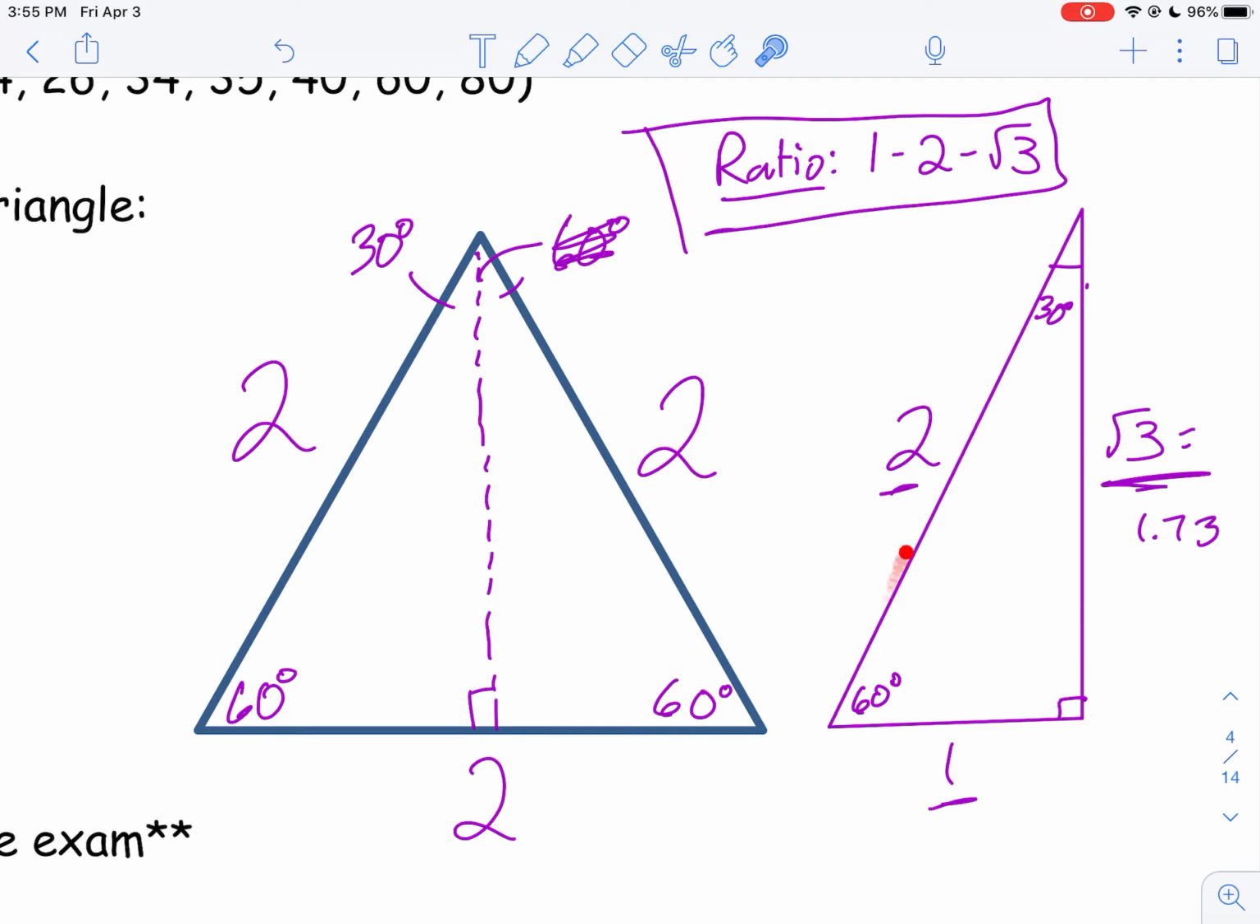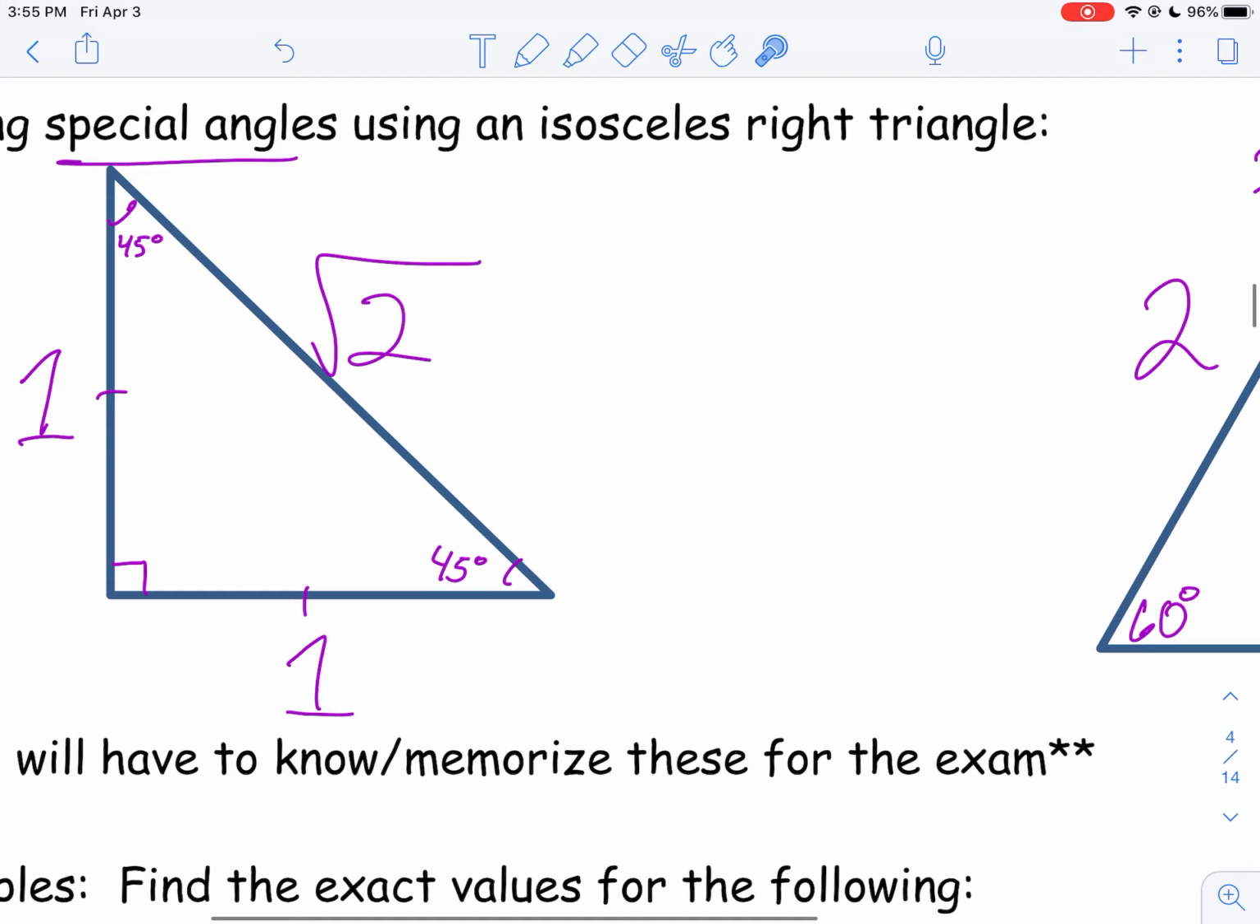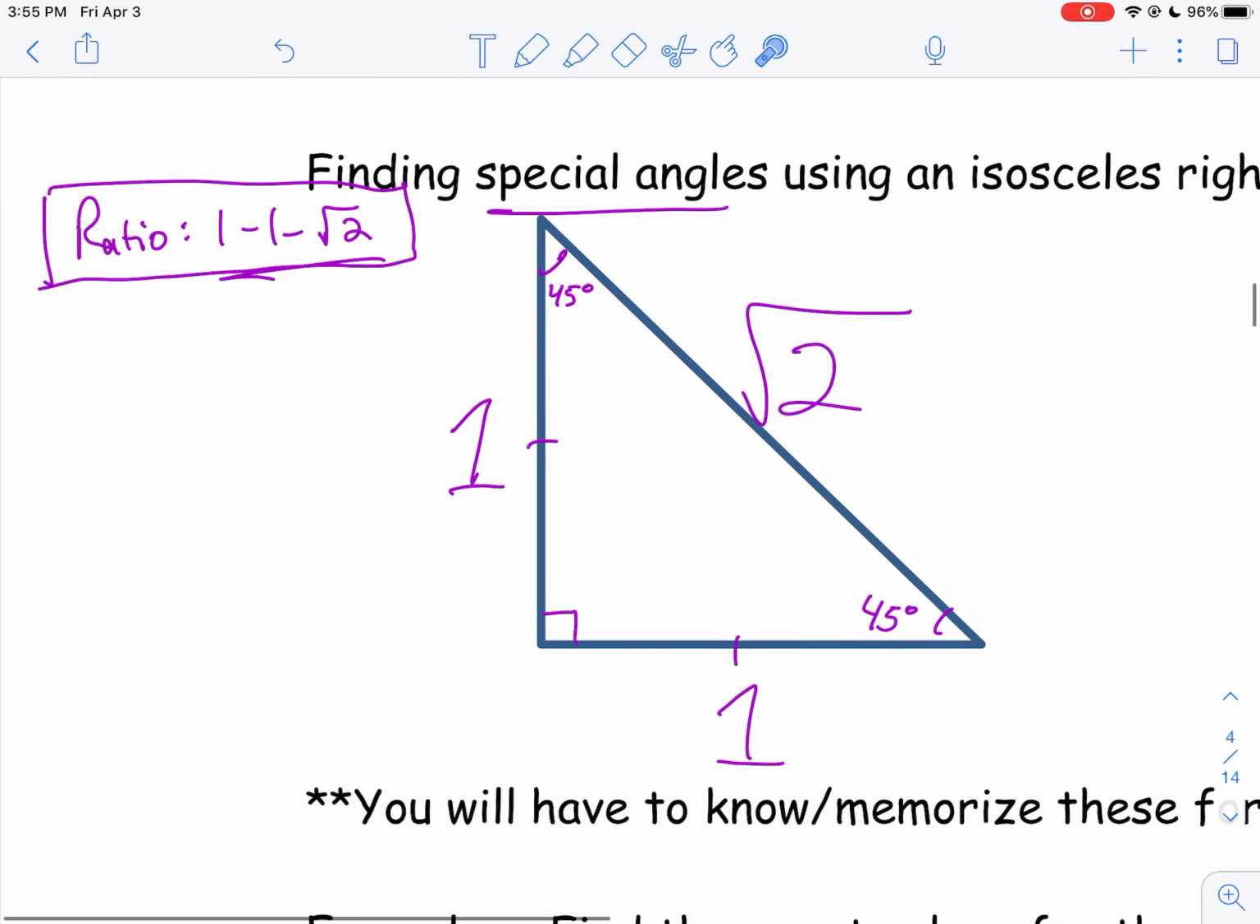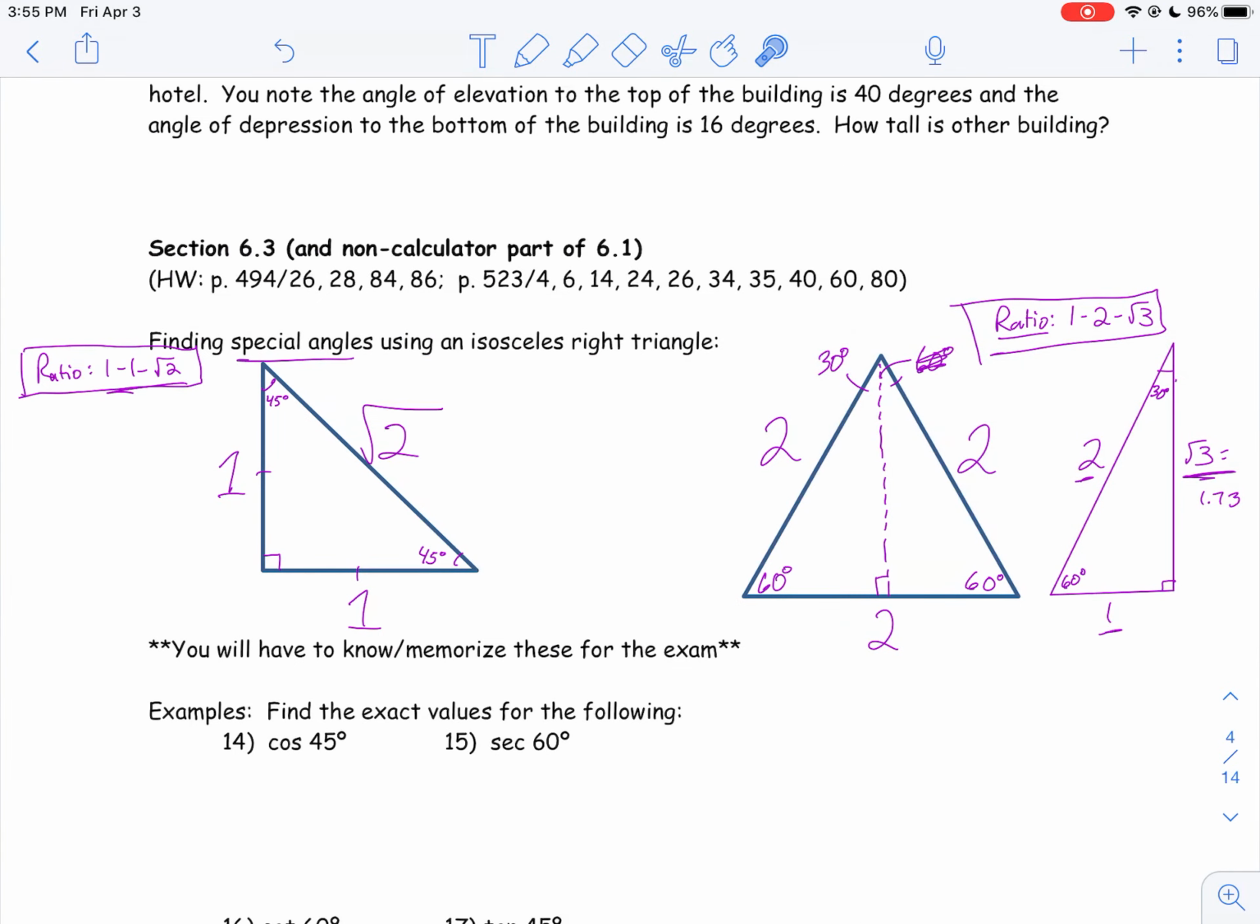1 is the short leg, 2 is the hypotenuse. Remember, we chopped the triangle here. And then square root of 3 on this side. Over here, 45, 45, 90 triangles, as easy as 1, 1, square root of 2. Makes sense, the legs here are going to be the same. Those are going to be my 1s, and then the square root of 2. And if you need to, you can always use the Pythagorean Theorem to help you. But you will need to know these for the exam.